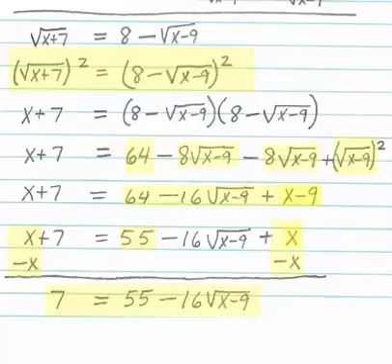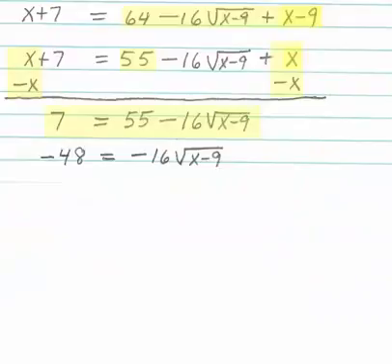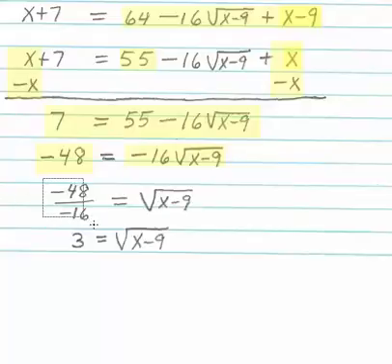We have to isolate that square root. And we do that by subtracting 55 from both sides. 7 minus 55 is negative 48. And we have that equal to negative 16 square roots of x minus 9. To get that square root all by itself, we divide both sides by negative 16. And negative 48 divided by negative 16 is just 3, so our real simple equation is 3 equals the square root of x minus 9.